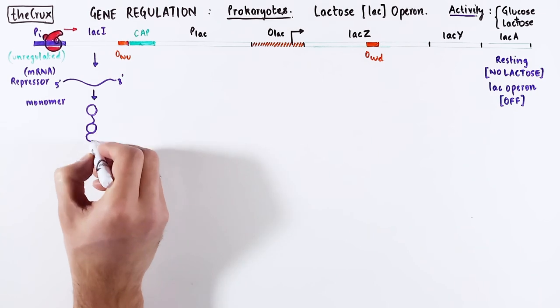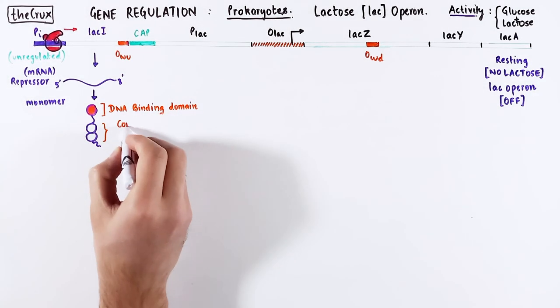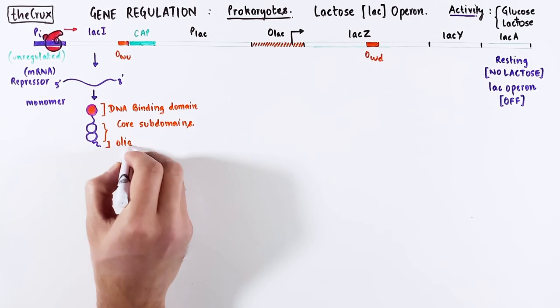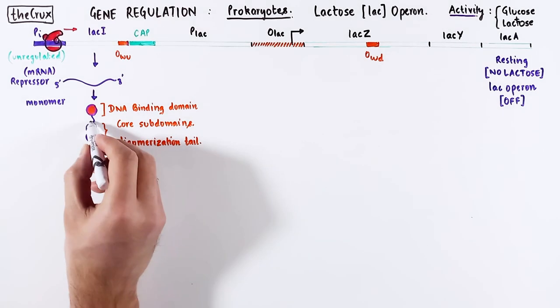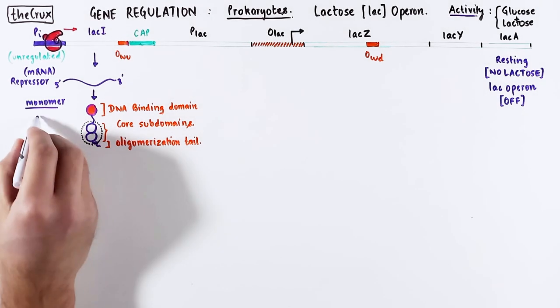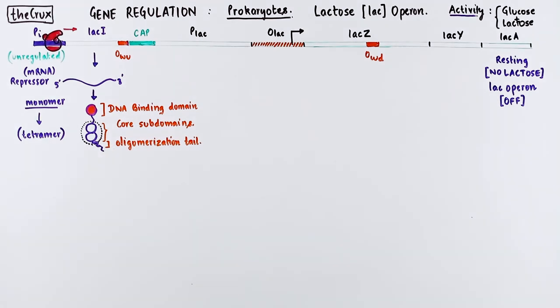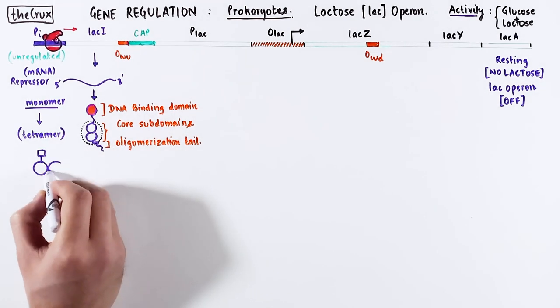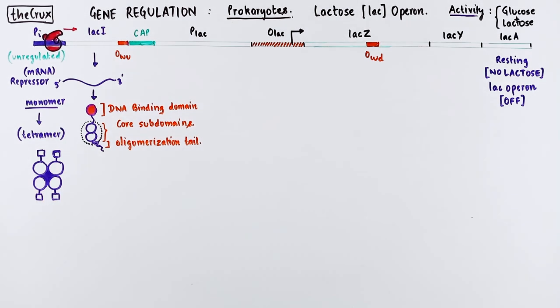This repressor monomer has a DNA binding domain, which binds the DNA, and then two core subdomains. And it has a tail, which helps in the oligomerization of a monomer. For simplicity, I will represent the core subdomains as one single unit for easy visualization. All right, four monomers form a tetramer, and this association of monomers is due to the oligomerization domain. And if we sketch out the tetramer, it'll look something like this, where the DNA binding domains are facing outwards.